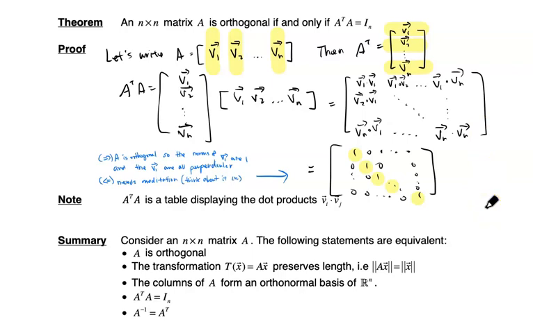So that means, and it's not just for orthogonal matrices, that A^T times A is a table displaying the dot products of vi with vj. That's just a general comment on multiplying A^T with A.